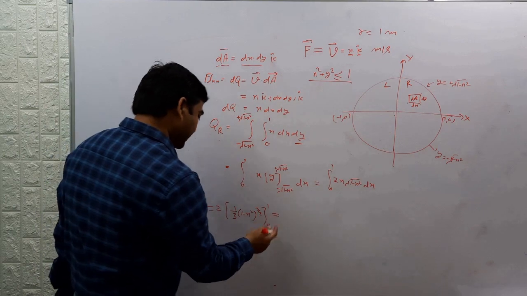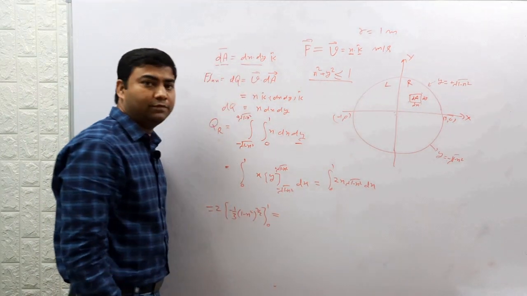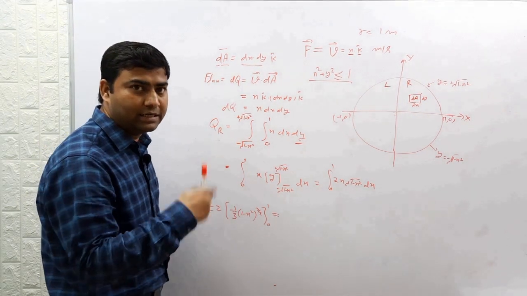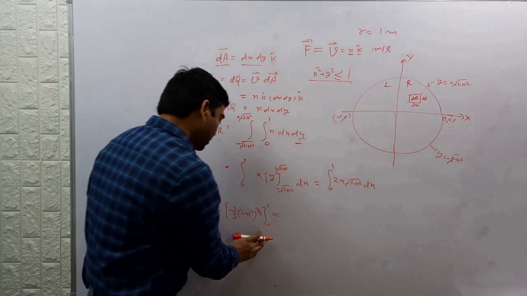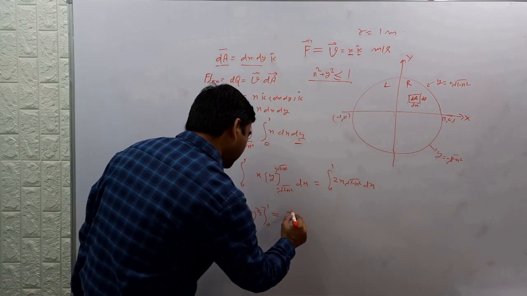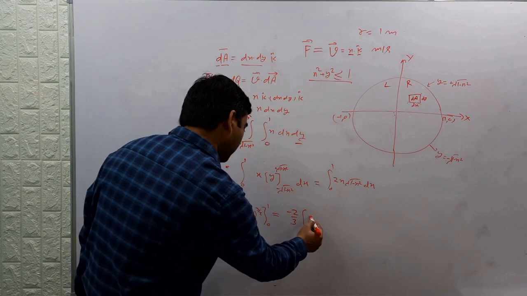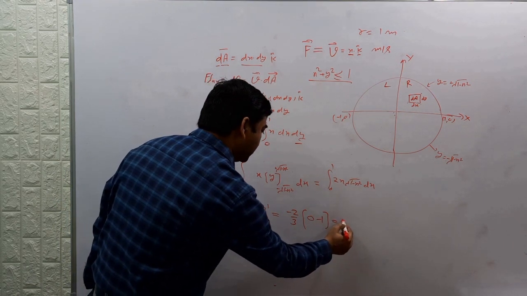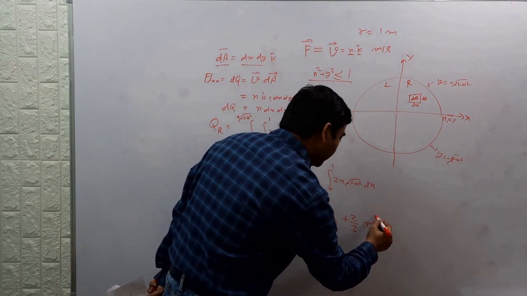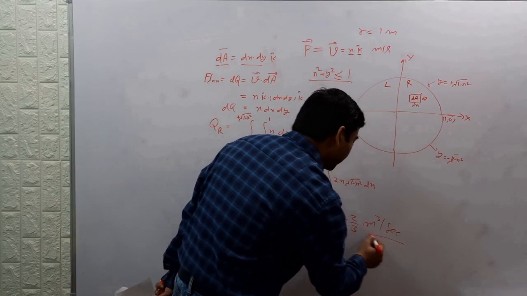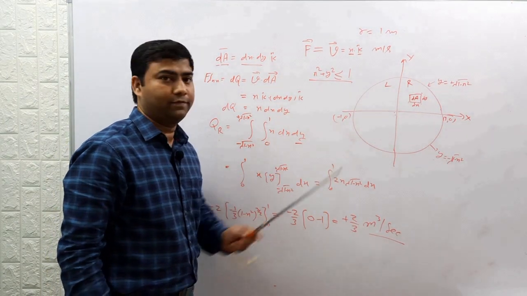Directly I have written here. That is the same expression as in single integration, which you can remember. In single integration we got the same expression, so we will get the same result. And this will come as 2 times minus 1/3 times (0 minus 1), which is plus 2/3 meter cube per second. That is the value of flow or flux through the right half.